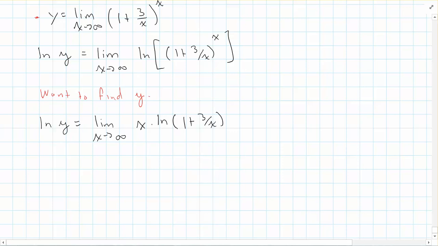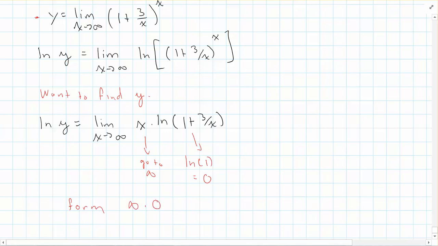Now, let's see what we've done by doing that. What form is this in now? Well, this x still goes to infinity. And then this is going to go to, well, we know 3 over x goes to 0, so this is going to go to the natural log of 1. But that's equal to 0.